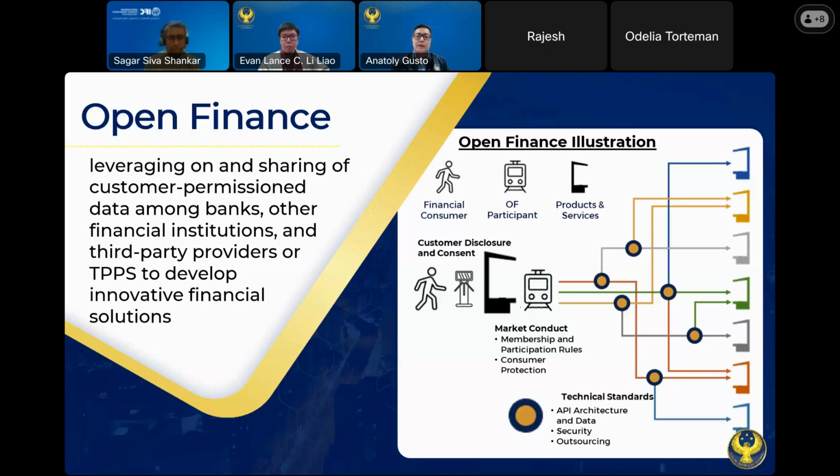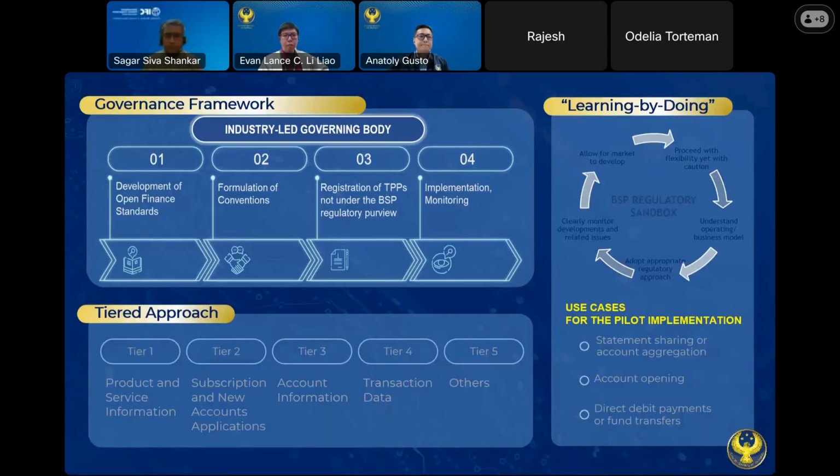To make the open finance system work in practice, we need to explore and enable new rails of data sharing that are grounded on explicit customer disclosure and consent, prudent technical standards, and proper market conduct. BSP Circular number 1122 sets forth the guidelines for the BSP Open Finance Framework. There are 5 features of the framework that I'd like to highlight.